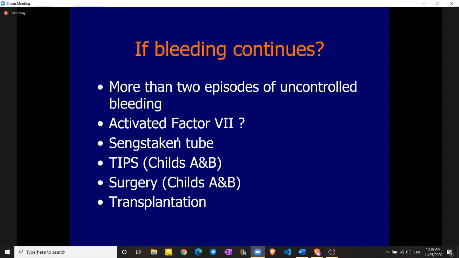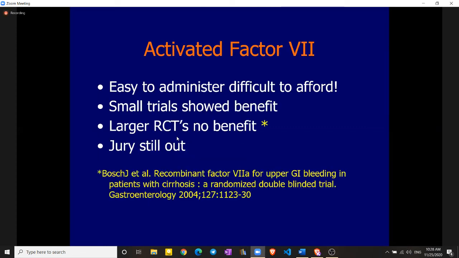So we have all these options available. Factor 7, activated factor 7 is expensive. It doesn't work in large trials. Next one. Yeah, so easy to administer, difficult to afford, very expensive. It was shown to help in small trials, but larger trials didn't show any benefit. So we won't use it, right? The new guidelines don't support that.